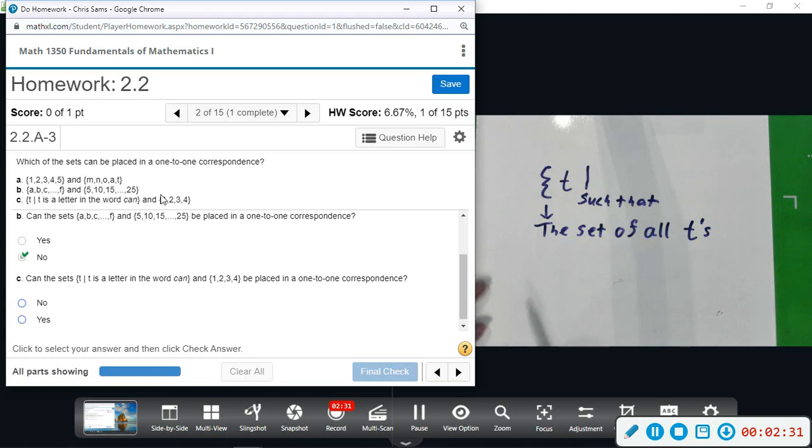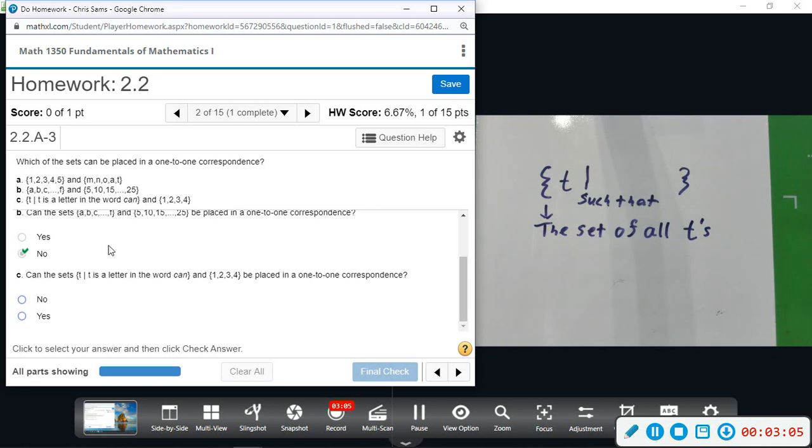Okay, so we're trying to describe a set. The set of all variables T such that, and then the following property holds. Okay, so we're looking for the set of all T's such that T is a letter in the word can. Okay, so this set would be empty. It would have nothing in it because there is not a T in the word can. So this set has no elements, and this set has 4. So this is not a one-to-one correspondence.